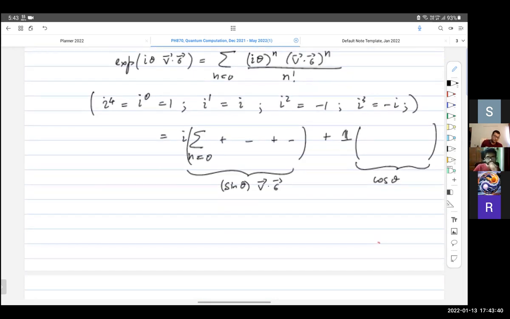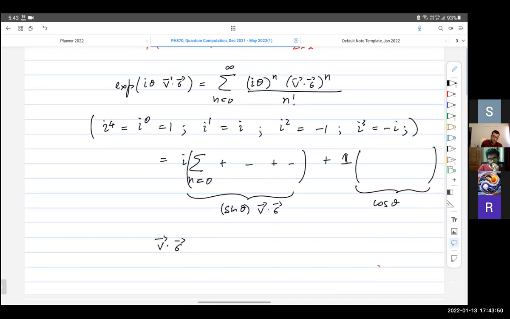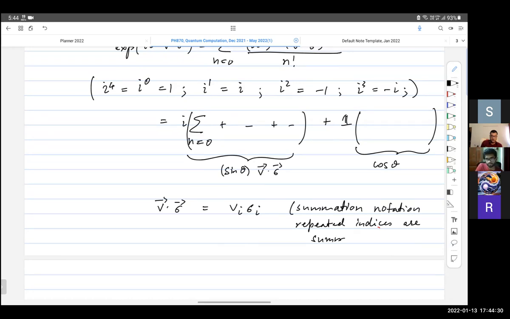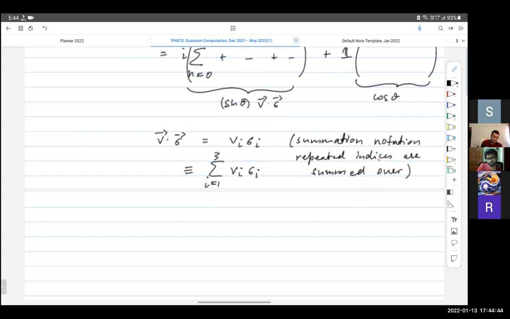And then you will need a little bit more, which is not trivial, so that's why I'm spelling it out for you. You will need to know how to take the nth power of this object. It doesn't look like something very simple, so let me show you how to do it. This I can write as V_i sigma_i, and I'm using the summation notation, according to which repeated indices are summed over. So when I write V_i sigma_i, you should read that as the sum over i from 1 to 3 of V_i sigma_i.